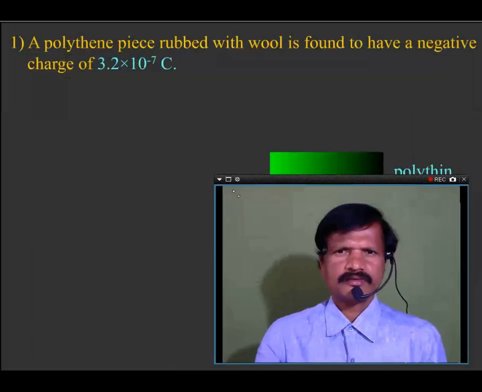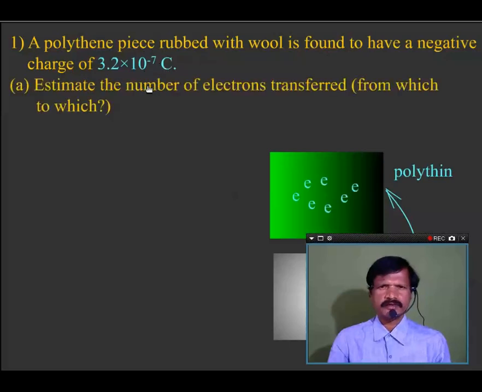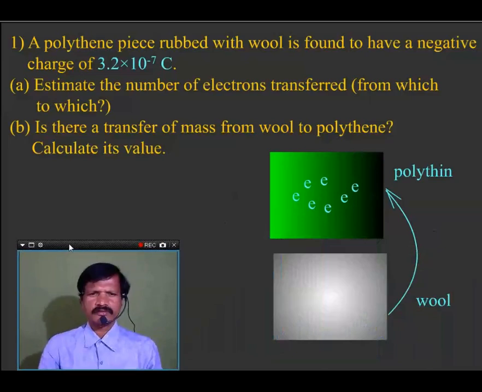Look here. This is problem number 1. A polythene piece rubbed with wool is found to have a negative charge of 3.2 into 10 to the power of minus 7 coulomb. A. Estimate the number of electrons transferred from which to which. B. Is there a transfer of mass from wool to polythene? Calculate its value.